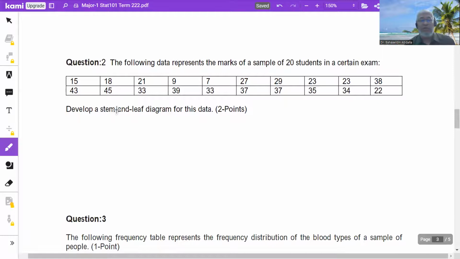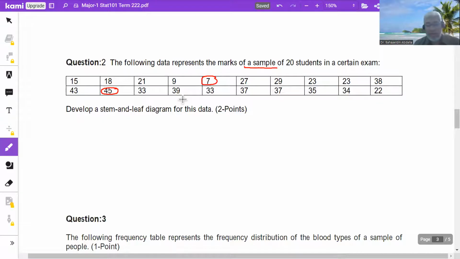Question 2, we have 20 students. This is the marks of 20 students, a sample. Develop a stem and leaf diagram for this data. Well, to develop a stem and leaf, I need to find the minimum and the maximum. If you look at the marks, 7 is the minimum and 45 is the maximum.